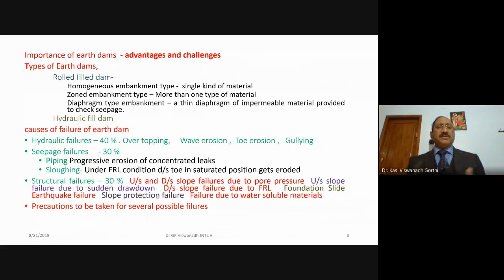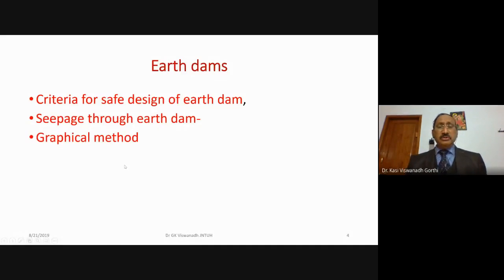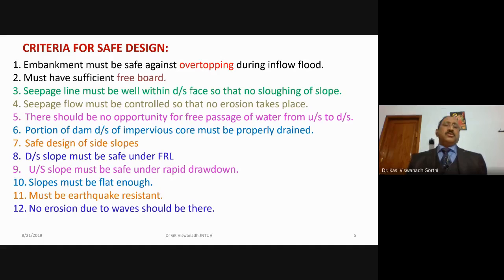So in all these types of failures, what precautions are to be taken to safeguard the dam against these hydraulic, seepage or structural failures, we also discussed in the last class. In brief, these are the points that we discussed in the previous class. Today, we will be taking up the criteria for safe design of the earth dam, seepage through the earth dam, and a graphical method for arriving at the top flow line, the phreatic line.